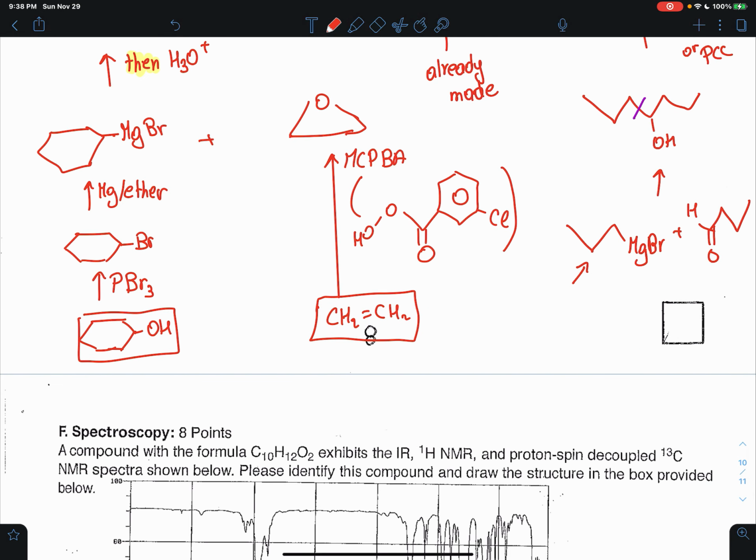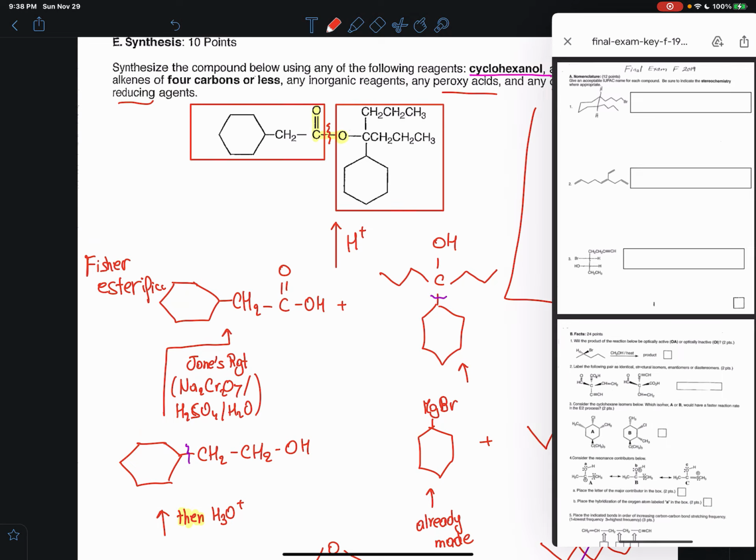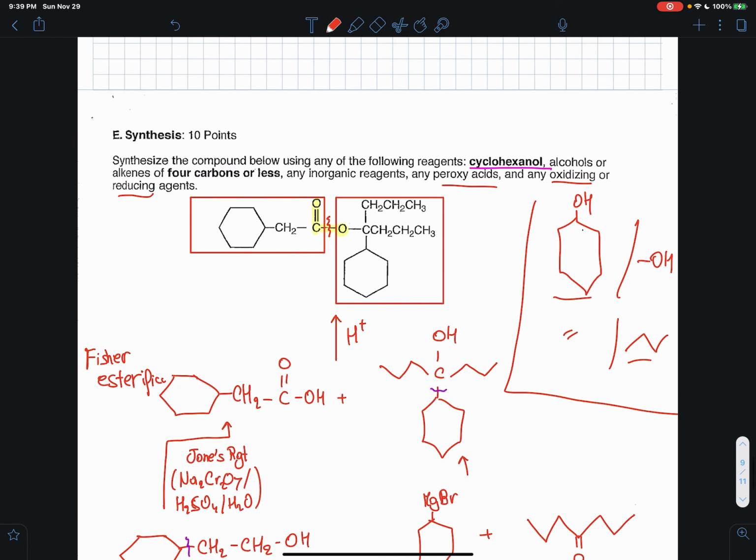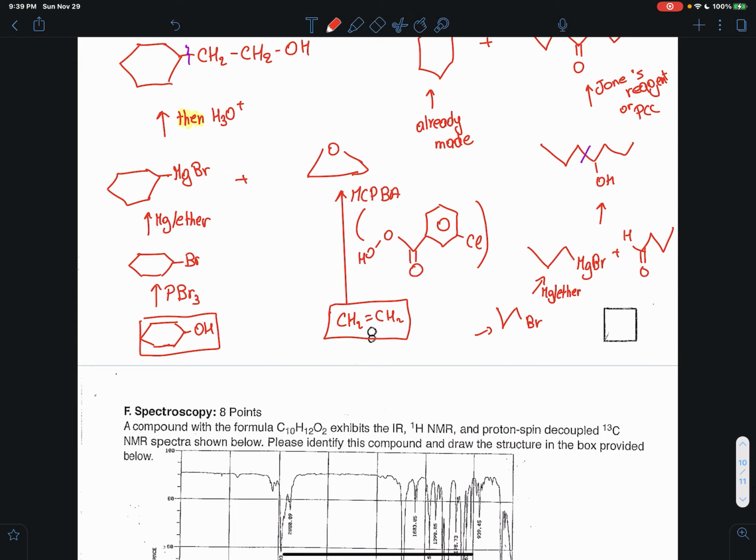First of all, I'm going to use Mg and ether. So that would be a Br here. And then to form this Br, remember I cannot start with Br2 and light. Well, can I start with an alkane? Oh no, I cannot start with an alkane. I can only start with an alkene or an alcohol. So I have to use PBr3 here with an alcohol, an OH right here.